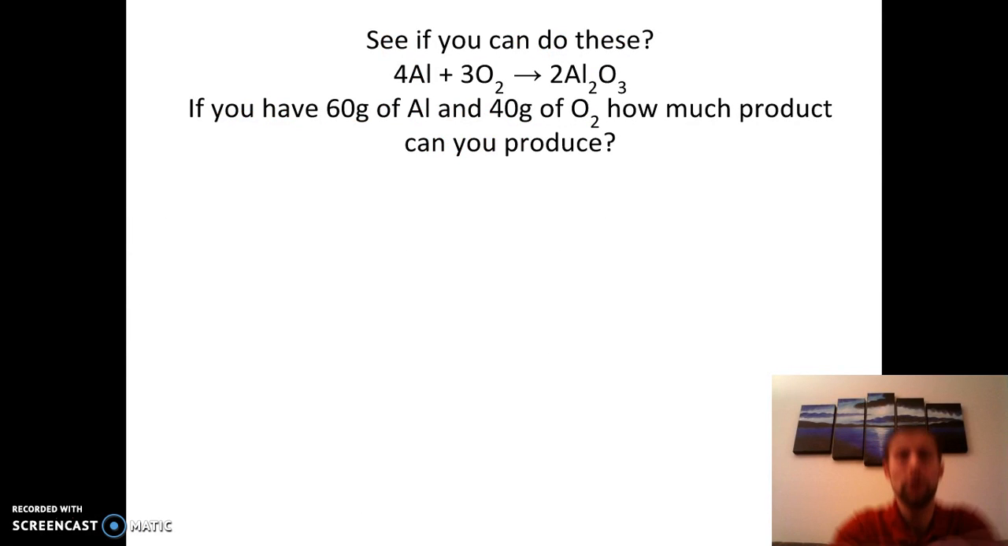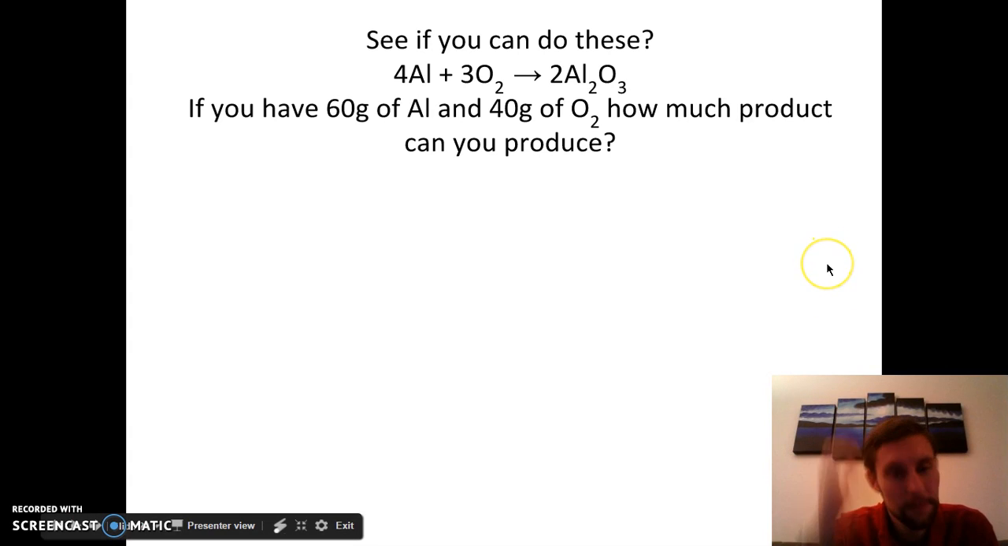Okay, see if you can do these. So you've got an example problem. Try and look at that one, pause and do this one before I show you how it works. This is back to the limiting reactant one, kind of.